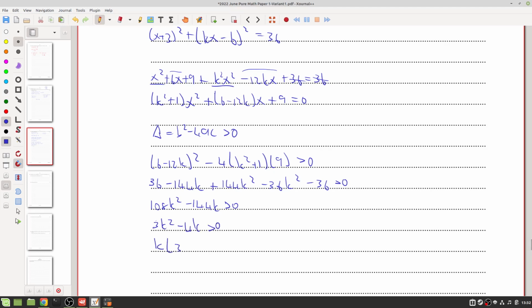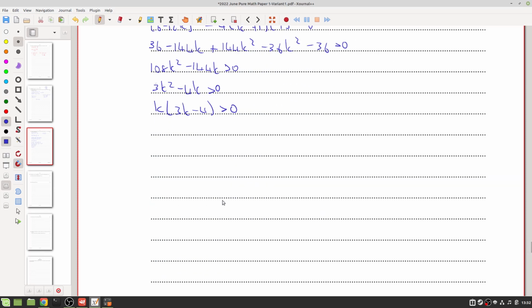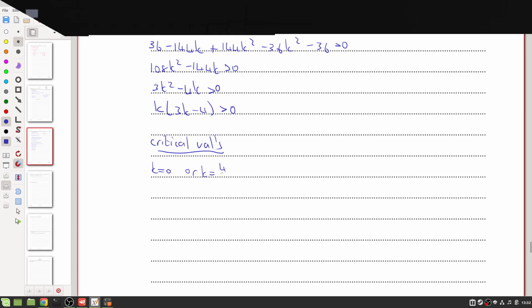Factor out a k. Leaves us with k times (3k minus 4) bigger than 0. And now what we want to do, do not do this. Do not say, now we can say that k is greater than 0 or 3k minus 4 is greater than 0 and then simplify from there. That is incorrect. So what we want to do is we want to find our critical values, which is the same as if this was equal to 0. So we'd say for critical values k is 0 or k equals 4 over 3.